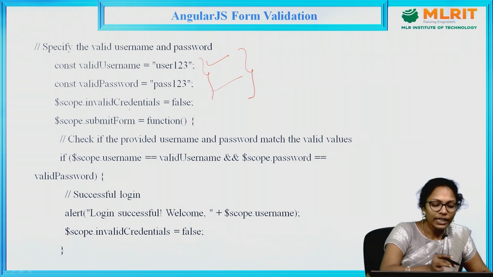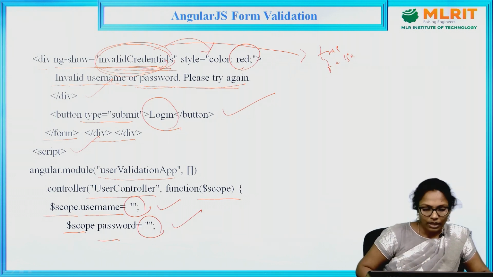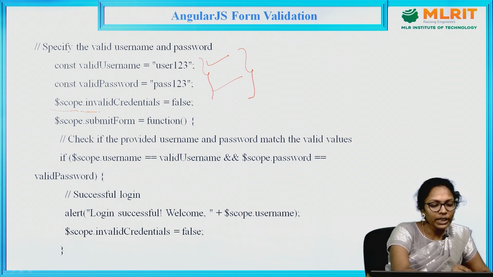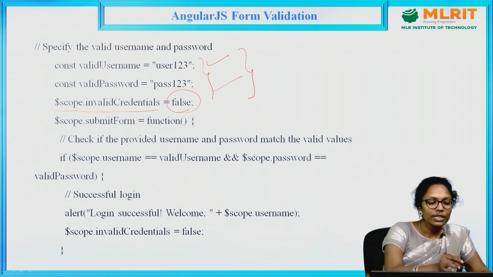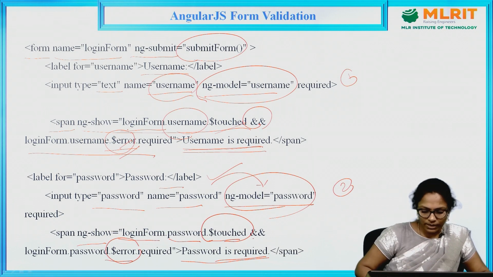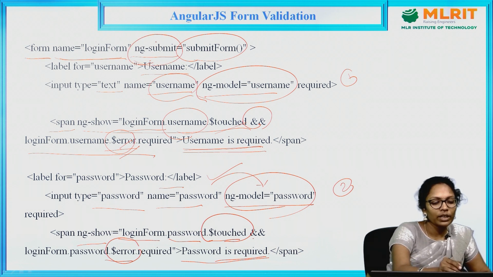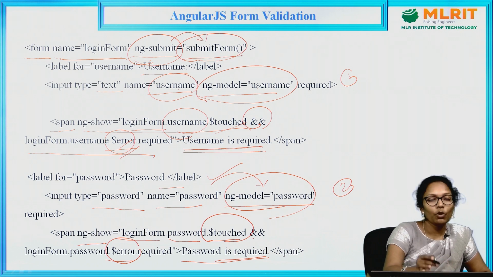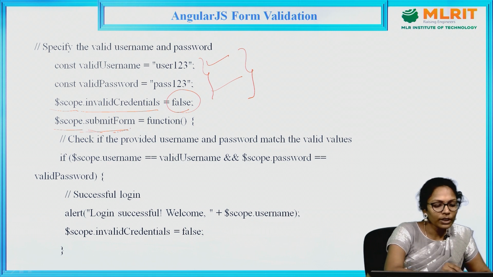So here I told you that we have a variable here. What is that? Invalid credentials. It's a variable. How I am assigning $scope.invalidCredentials, initially you are assigning value as false. So now submit form, whenever on submit with the form, I am calling on submit. See here, where is the form? Here. So form name is equal to login form, ng submit. So whenever you submit this form, submit form function should execute. So that I am defining here.